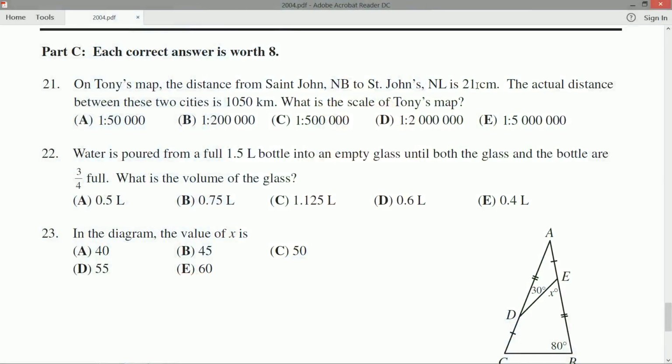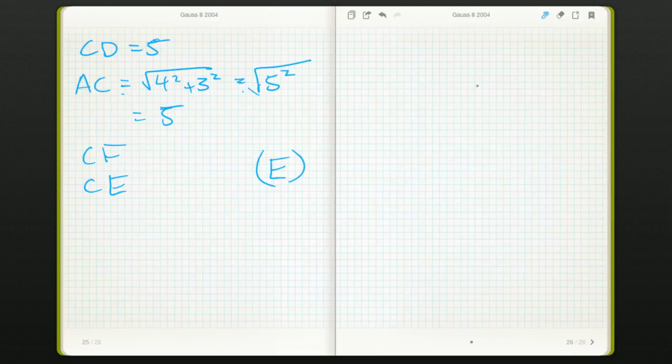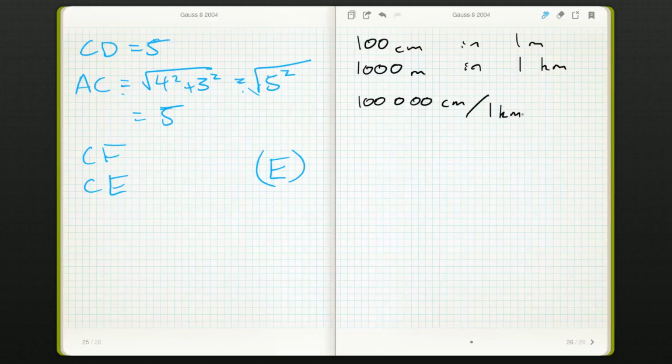So first let's convert. I'm going to convert everything to centimeters. That way I won't have any decimals kicking around. You might be a big fan of converting everything to kilometers, and that's okay too. So, for converting everything to centimeters, I need to work out how many centimeters in a kilometer. So, I know there's 100 centimeters in a meter, and I know there's 1,000 meters in a kilometer. So if I multiply those two numbers, I get 100,000 centimeters per kilometer.